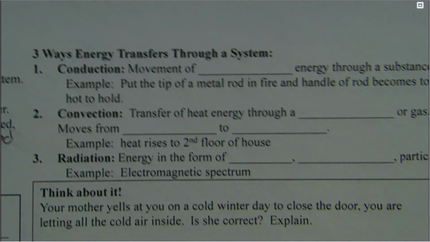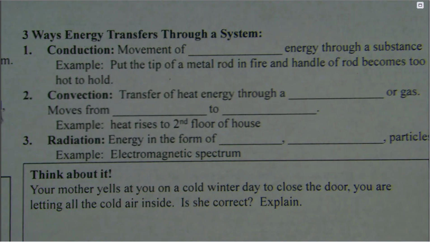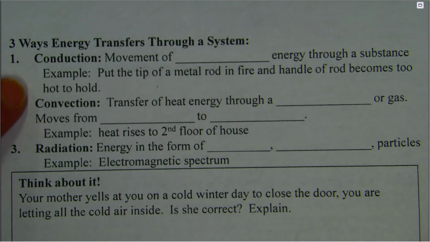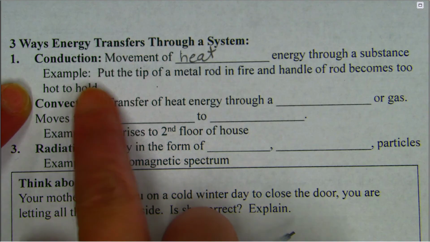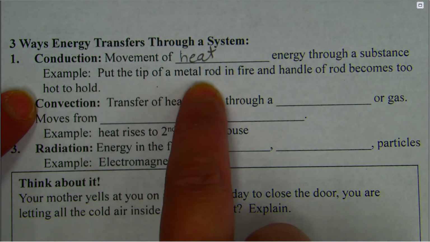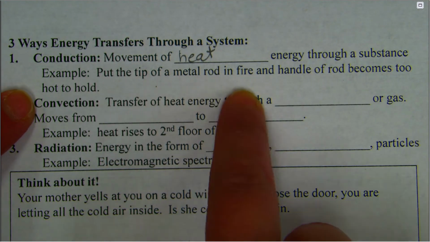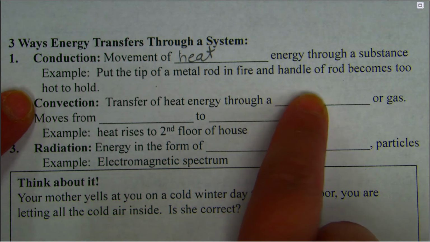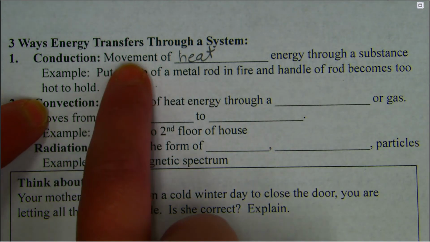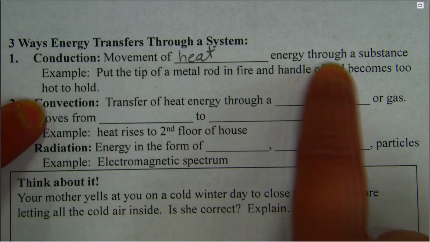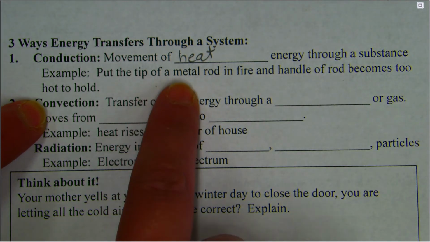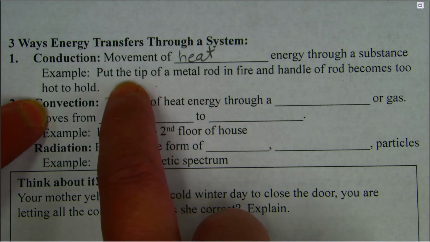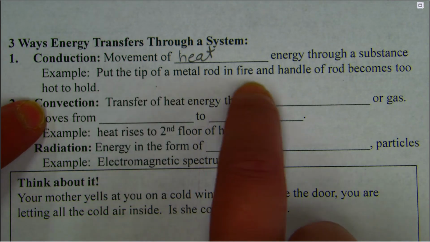All right, so how does energy transfer through a system? We have conduction, and this is the movement of heat energy through a system. For example, if I put a metal rod in a fire, the handle of that metal rod eventually becomes too hot to hold. So we have a movement of heat through that substance, and in this case, it's the metal rod. So the heat's moving from the tip of the metal rod in the fire all the way up.